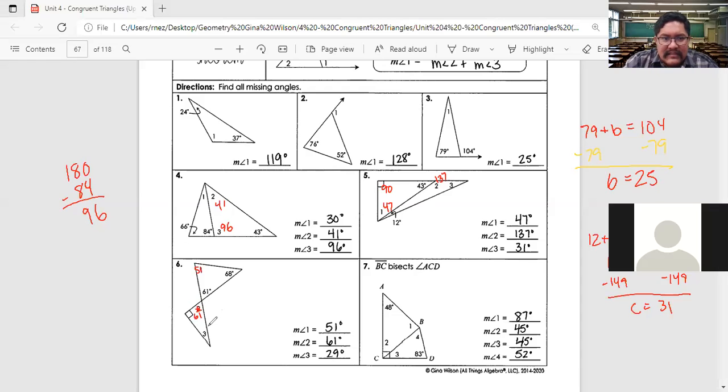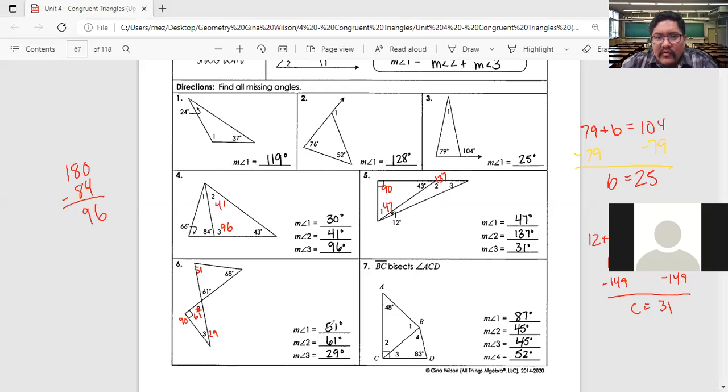And you don't need to cross these out. I'm just doing it so you can follow what I'm doing. So I have 61 and 90, because that's a 90-degree angle. I'm out of space inside the triangle, so I'm just going to write it on the outside. Since I already know it's 90, 180 minus 90 is 90, and then minus 61 from that would give us angle 3 is 29 degrees.